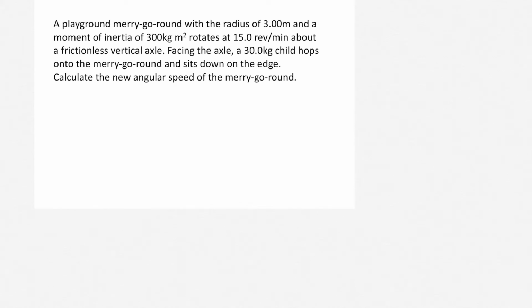In this practice, a playground merry-go-round with a radius of 3 meters and a moment of inertia of 300 kilogram square meters rotates at 15 revolutions per minute about a frictionless vertical axle. Facing the axle, a 30 kilogram child hops onto the merry-go-round and sits down on the edge. Calculate the new angular speed of the merry-go-round.